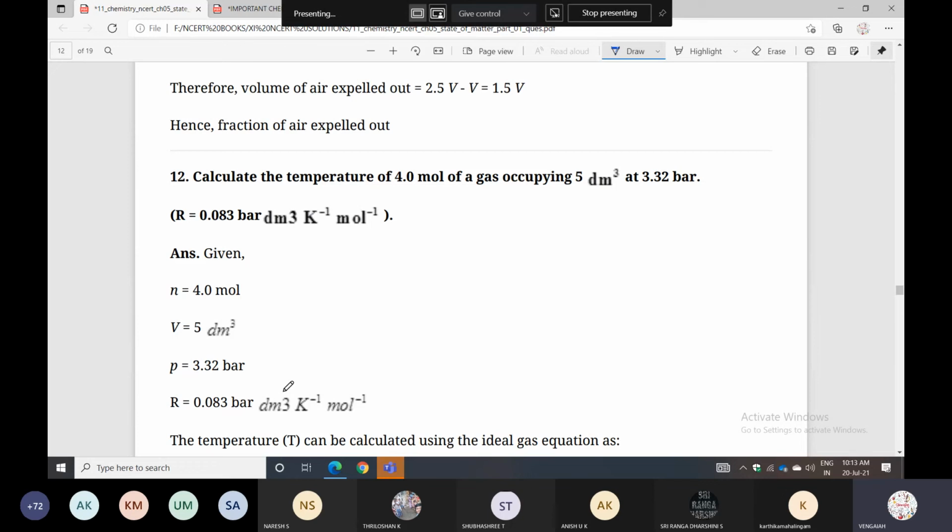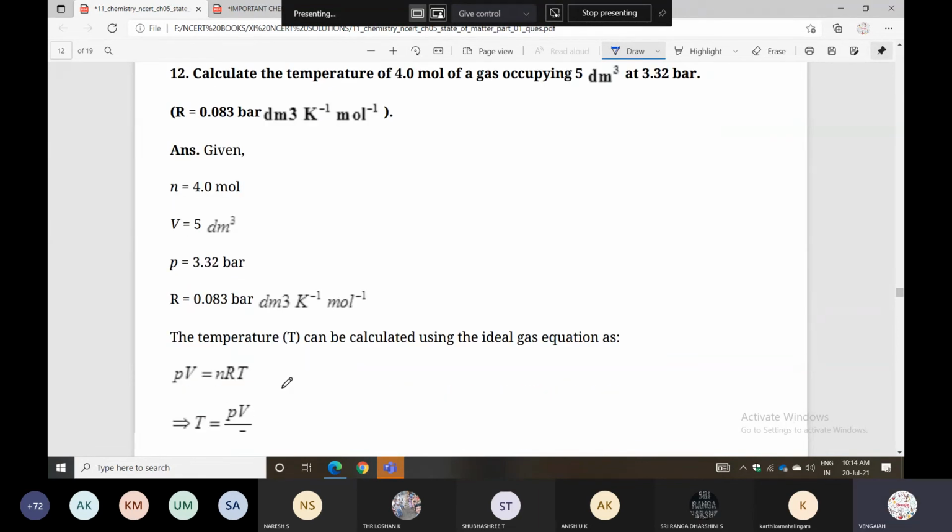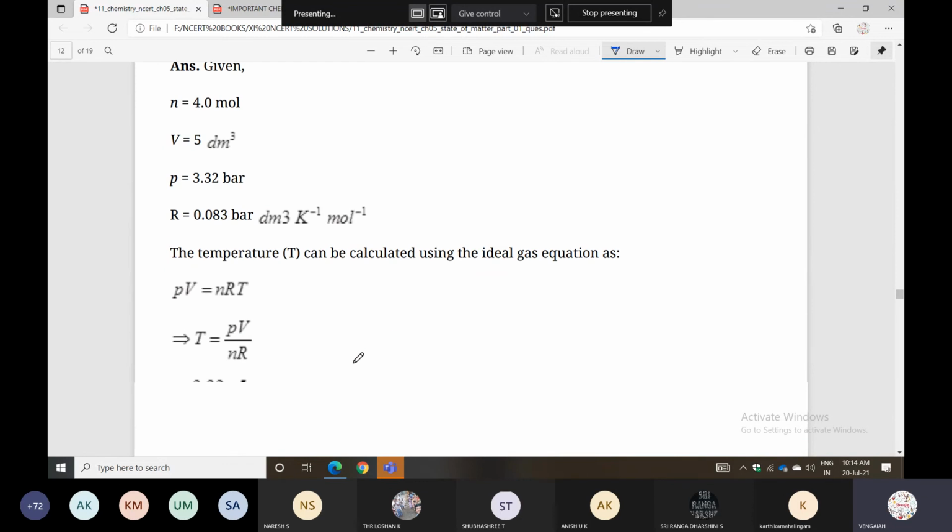Calculate the temperature of 4.0 mol of gas occupying 5 dm cube at 3.32 bar pressure. So the number of moles is given, volume is given, pressure is also given, and the gas constant is also given. Temperature can be calculated by using this equation.